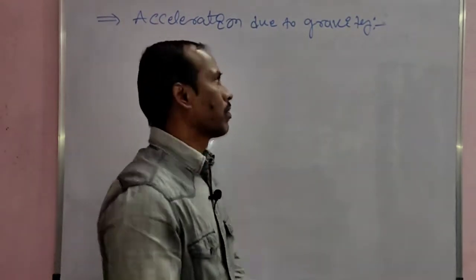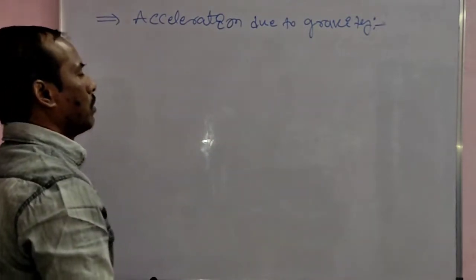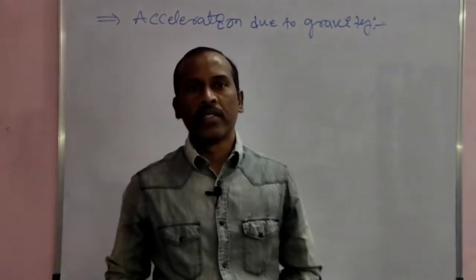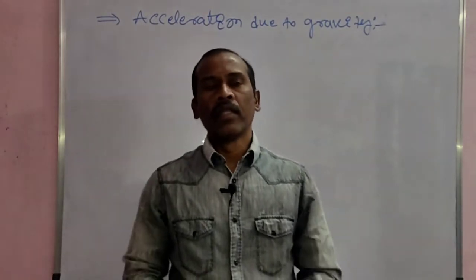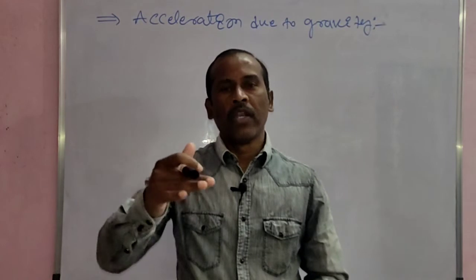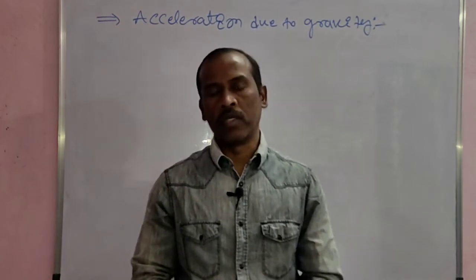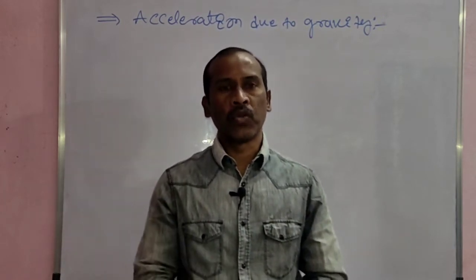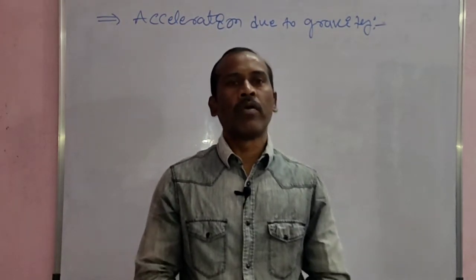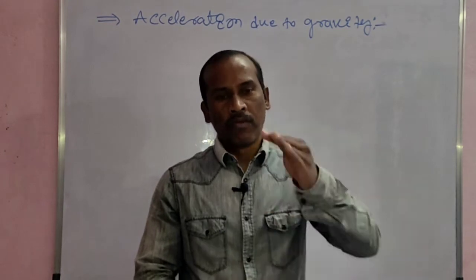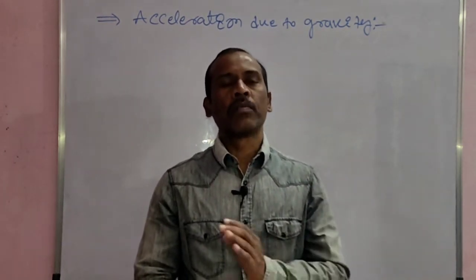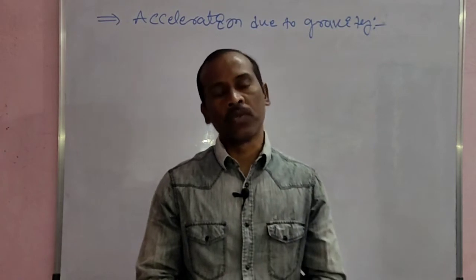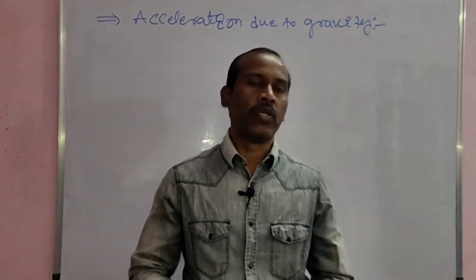Here is the statement. How do we define the acceleration due to gravity? It is defined simply: the uniform acceleration of a freely falling body towards the center of the earth, due to the earth's gravitational force or gravitational field, is called simply acceleration due to gravity.